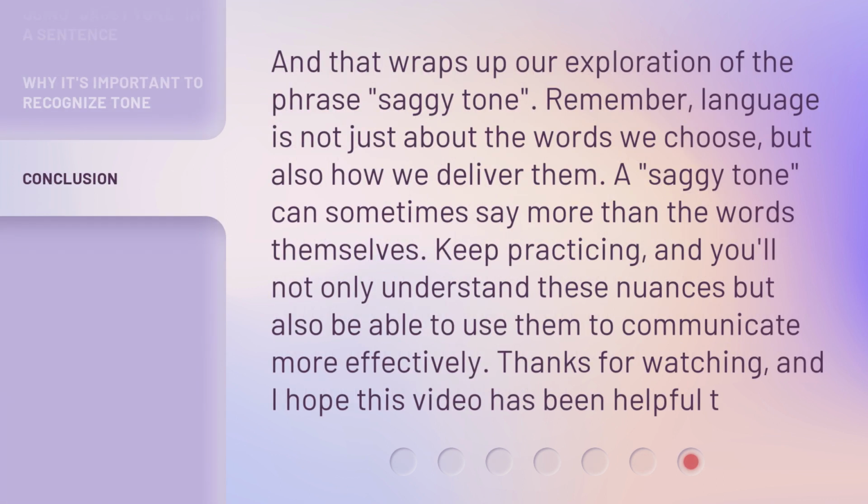And that wraps up our exploration of the phrase, saggy tone. Remember, language is not just about the words we choose, but also how we deliver them. A saggy tone can sometimes say more than the words themselves. Keep practicing, and you'll not only understand these nuances but also be able to use them to communicate more effectively.